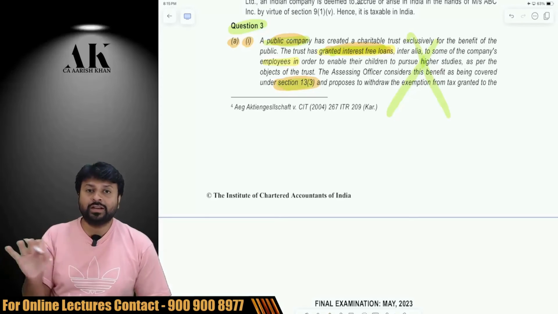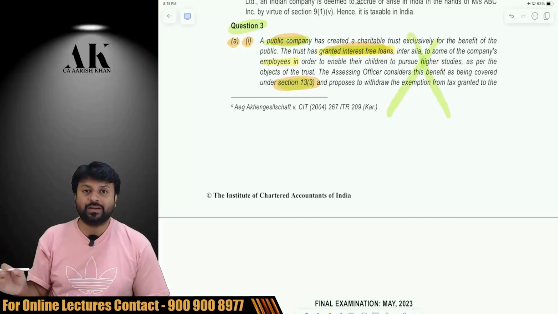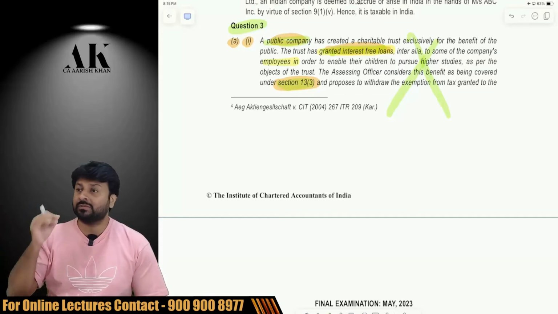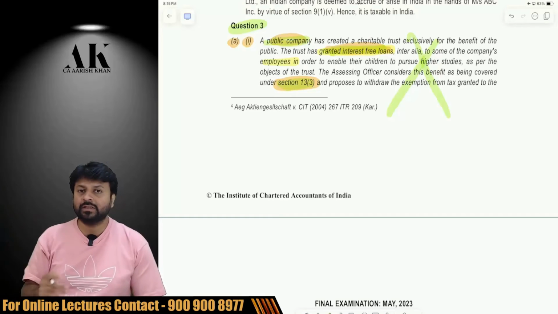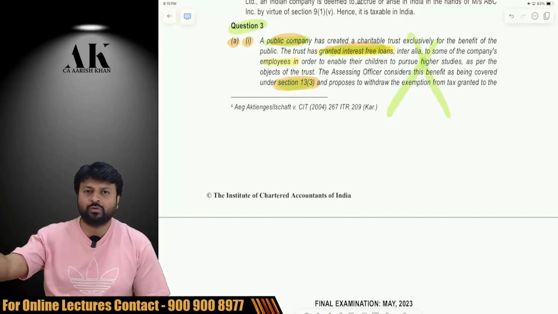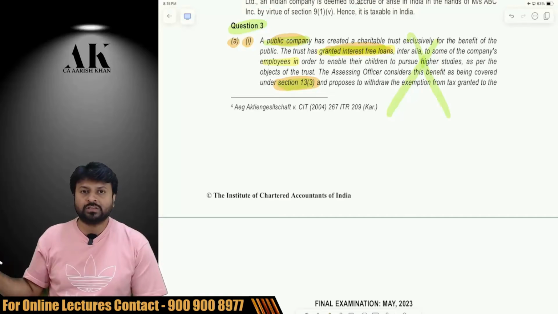It does not include relatives of the employees. It does not include all these people. It includes the author of the trust, founder of the trust, substantial contributor, etc. These people are covered in what? In specified person. Therefore, if the trust is giving some interest-free loan to employees, it is not a violation of the provisions of the trust and the AO cannot withdraw the exemptions of the trust.